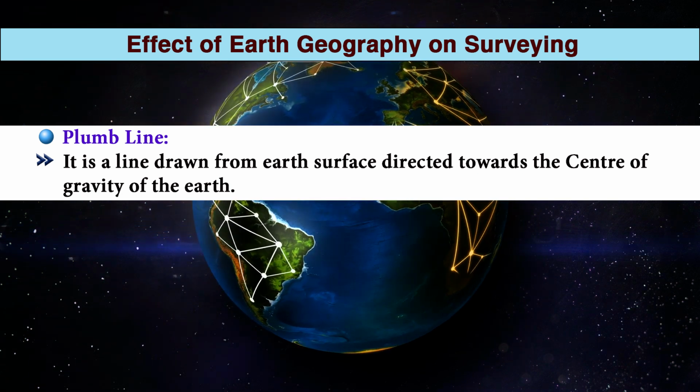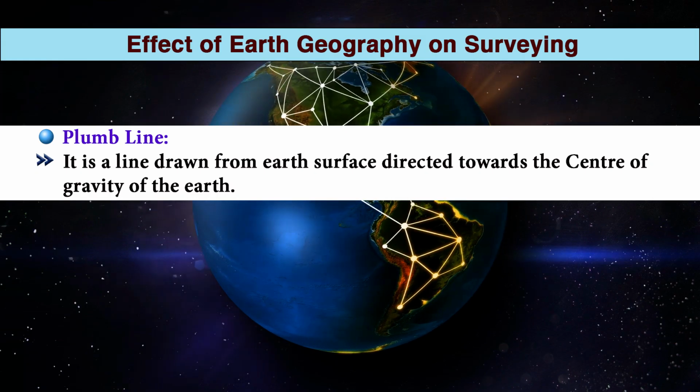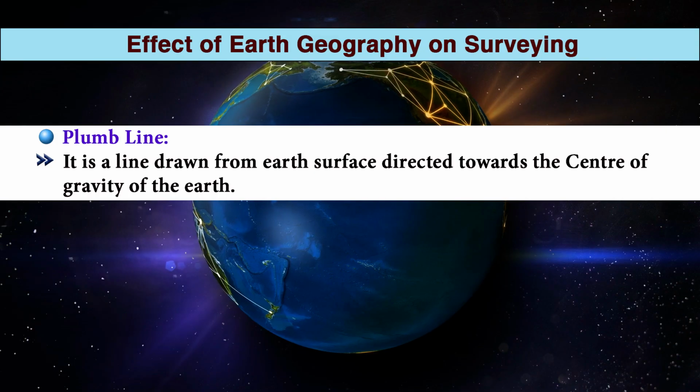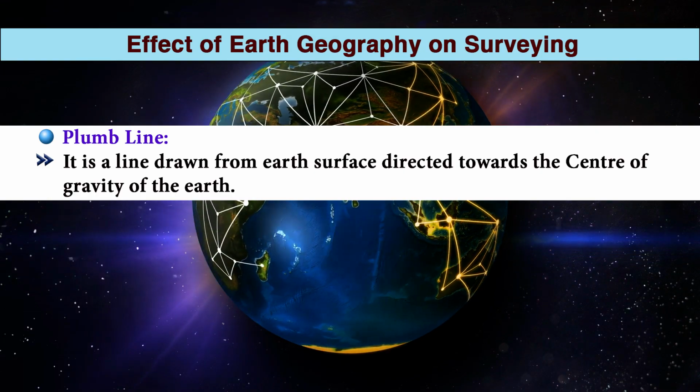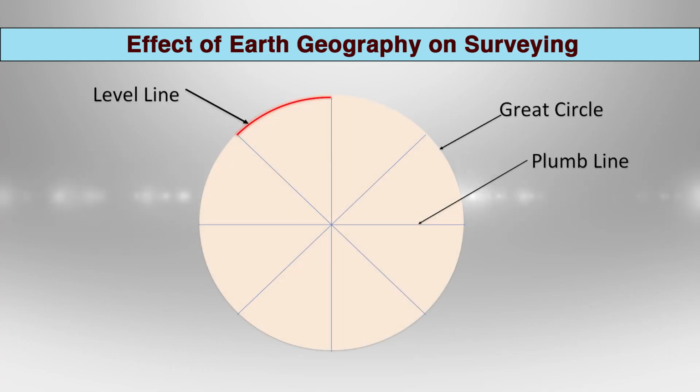So what is a plumb line? A plumb line is a line drawn from the earth surface directed toward the center of gravity of the earth. Meaning it is directed toward the center of the earth. Plumb lines are perpendicular to the earth surface. As you can see in this particular figure, you will have a better understanding.